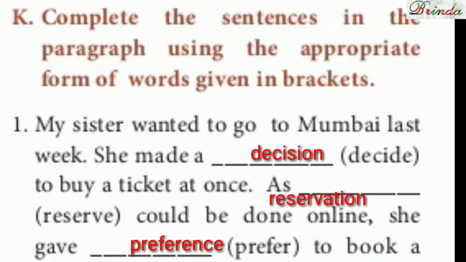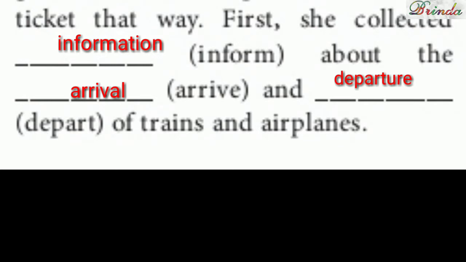So she made a decision to buy a ticket at once. As dash, bracket word is reserve. So as reservation could be done online, she gave dash. So bracket word is prefer. So she gave preference to book a ticket that way. First, she collected dash. So the bracket word is inform. So first she collected information about the dash. Bracket word is arrive. So arrival. And dash, bracket word is depart. So depart will change into departure of trains and aeroplanes.